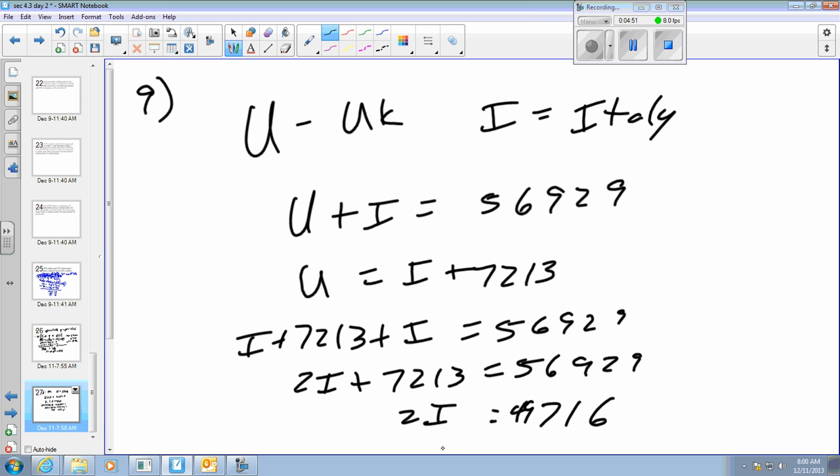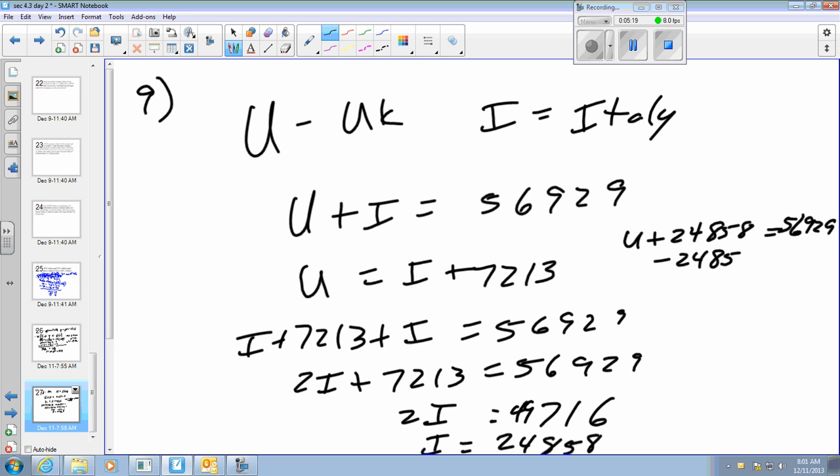If I divide by 2, Italy would be 24,858 students. If I plug that back in here, I would get the UK plus 24,858 equals 56,929. Subtract, and I get the number of UK students is 32,071.